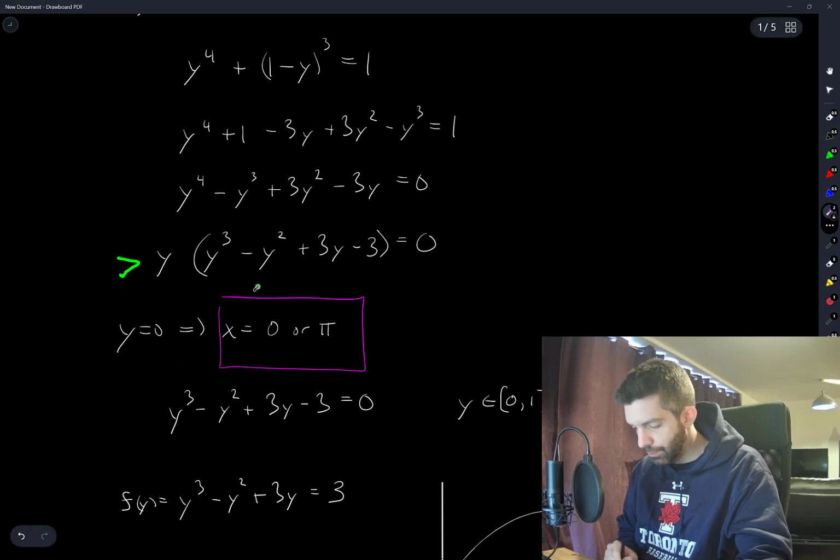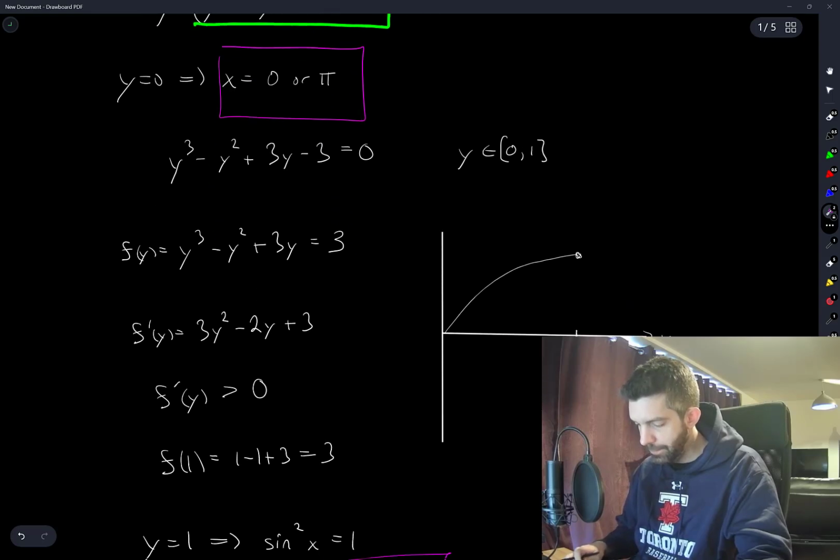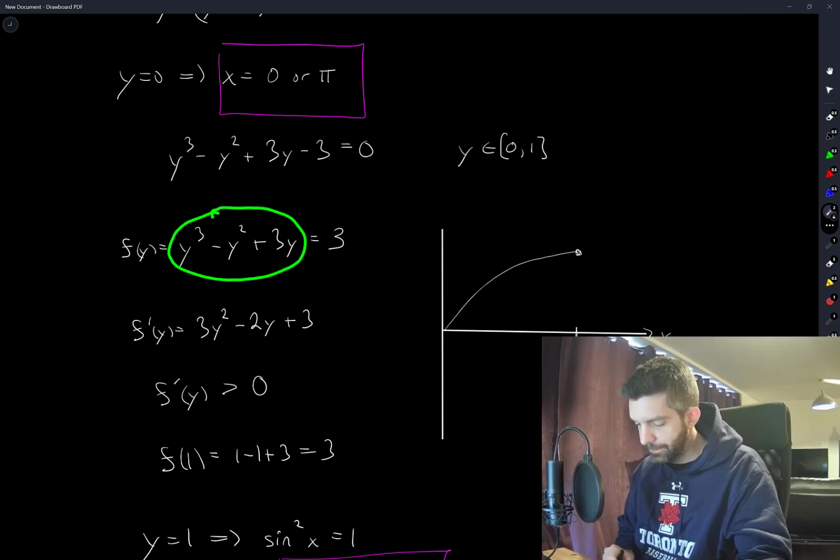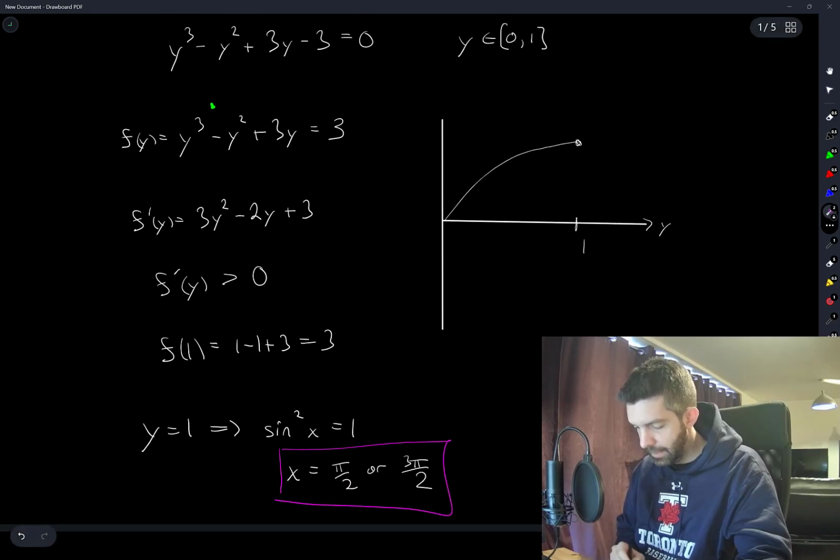So 0 is clearly a root of this, and if y is equal to 0, then x is equal to 0 or pi. And then we have to worry about the other term here. Again, this is a cubic polynomial with y between 0 and 1. I rearrange it, and I think of this as being a function of y. I take a derivative.